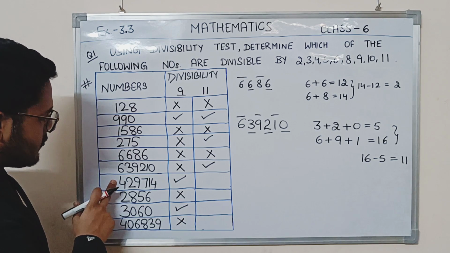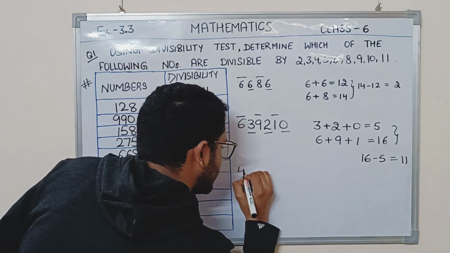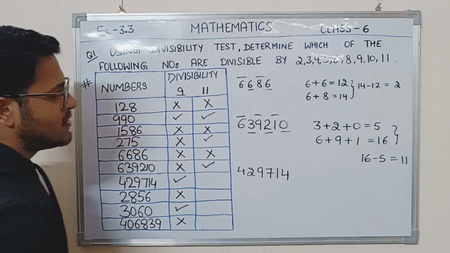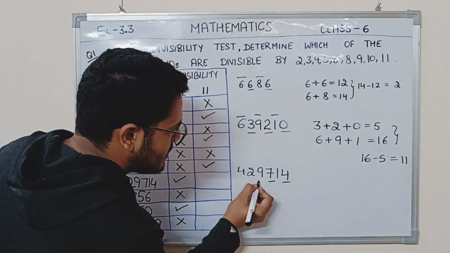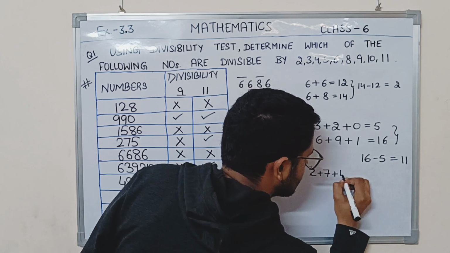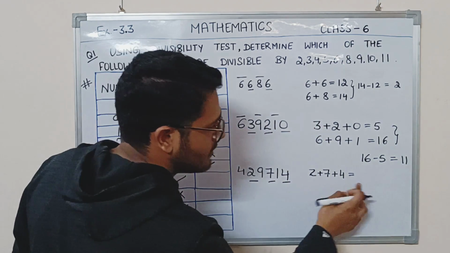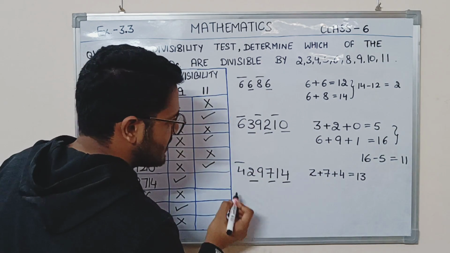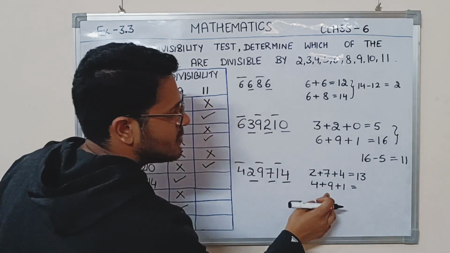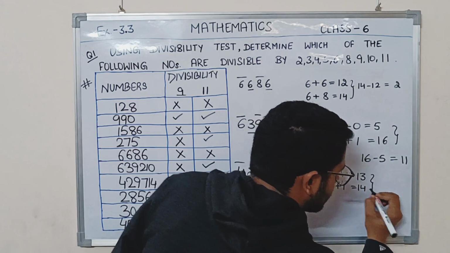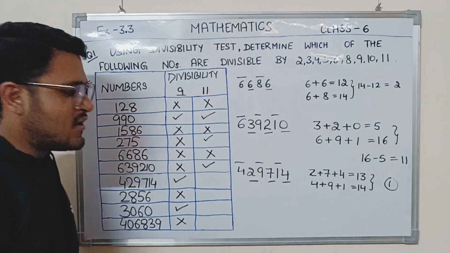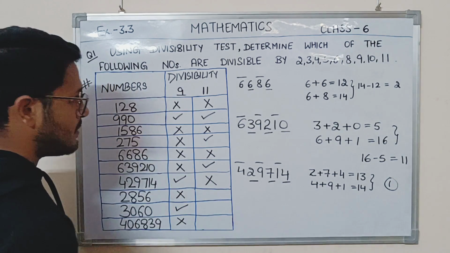Okay. Move to next. 4,29,714. Okay. Again, let's add the digits at odd places. 2 plus 7 plus 4. What will it be? 9. 9 plus 4, 13. Now add the remaining digits. 4 plus 9 plus 1. 4 plus 9, 13 plus 1, 14. Now subtract them. 14 minus 13 is what? 1. 1 is not divisible by 11. Therefore, this whole number is not divisible by 11.